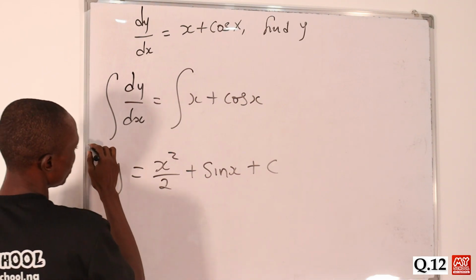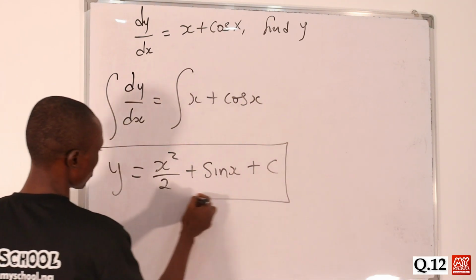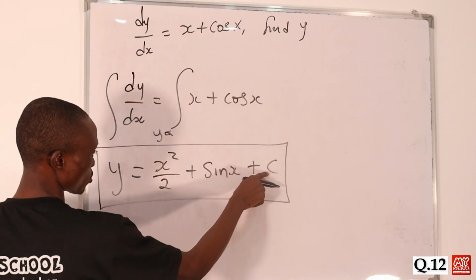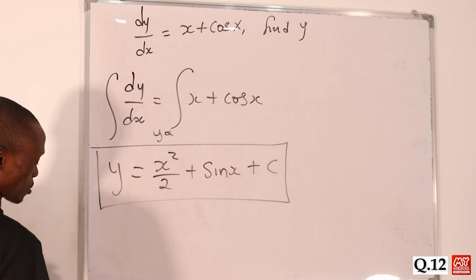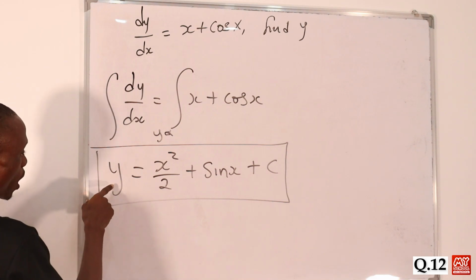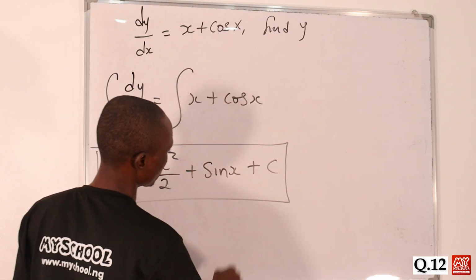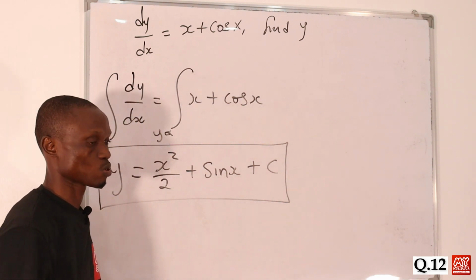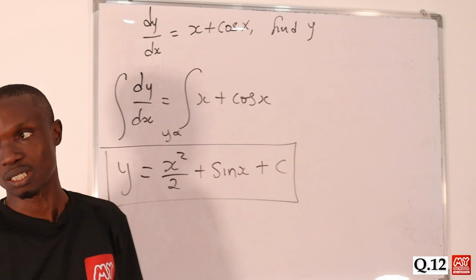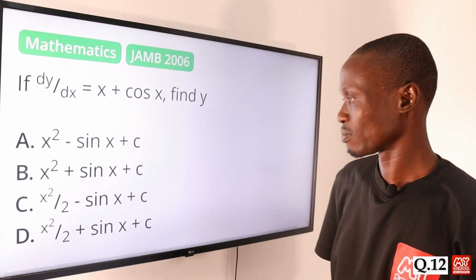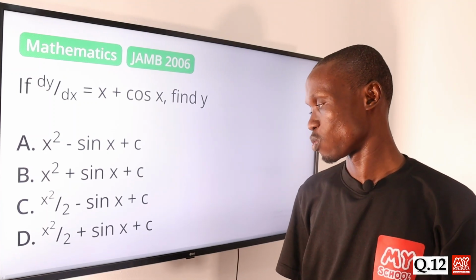Okay, so basically, since we were not given the value of y and x, we cannot get the value of the constant. So the value of y is equal to s squared all over 2 plus sine x plus c. So let's return back to the screen to pick the correct answer to this question, and that is option D, s squared over 2 plus sine x plus c.